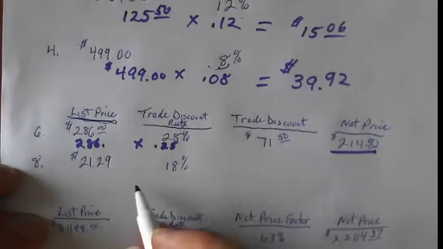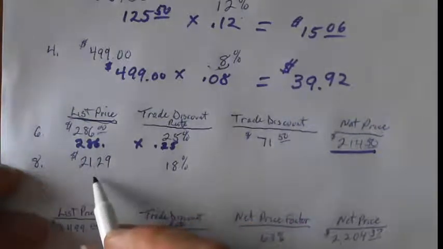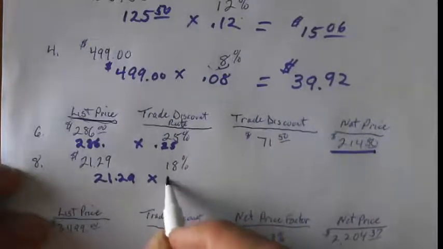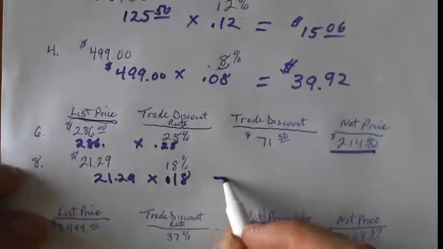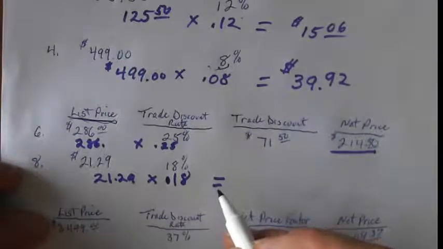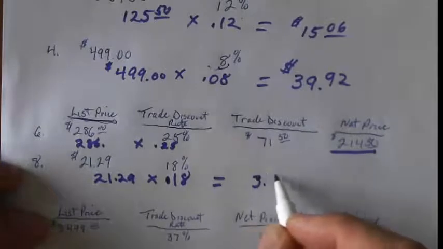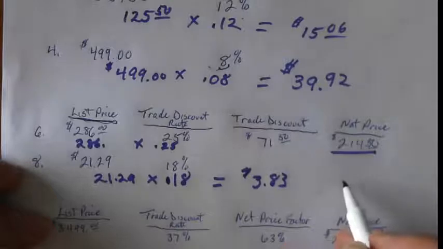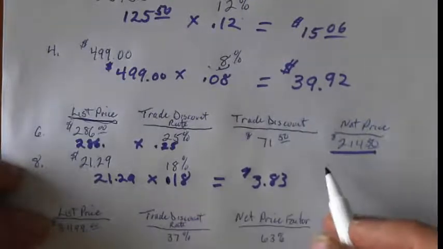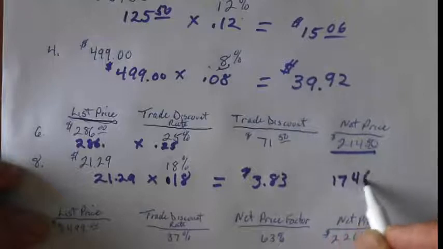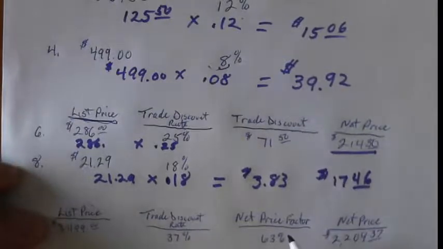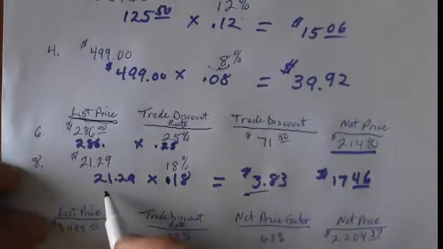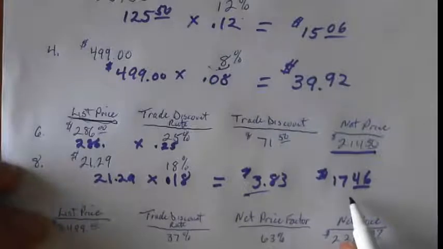Okay, so in problem 8, we're going to do exactly the same thing. So we have 21.29, we're going to multiply, changing it to a decimal, 0.18. We're going to plug it into our calculator. We're going to get $3.83, and then we're going to subtract that in order to get the net price. So when we subtract 3.83 from 21.29, we get 17.46. Okay, so it's pretty straightforward. Just multiplying through, getting the discount, and then subtracting the discount from the list price to get our net price.